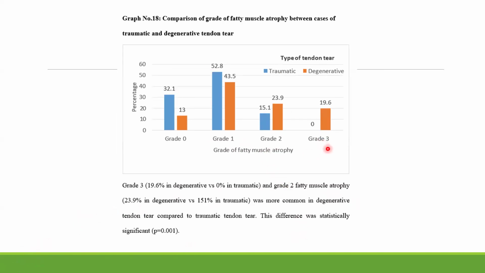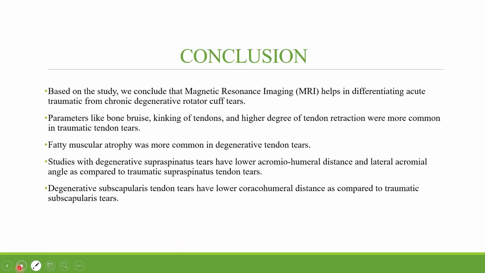Grade 2 and grade 3 fatty muscle atrophy was significantly more in degenerative tendon tears as compared to traumatic tendon tears, and this difference was found to be statistically significant with a p-value of 0.001.